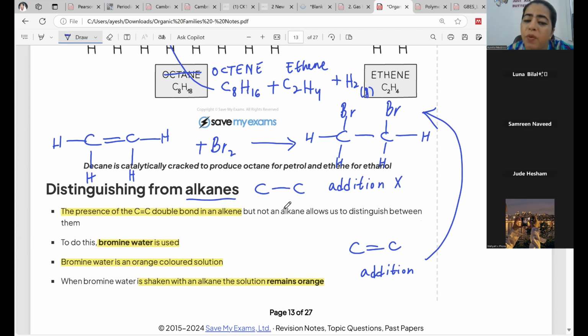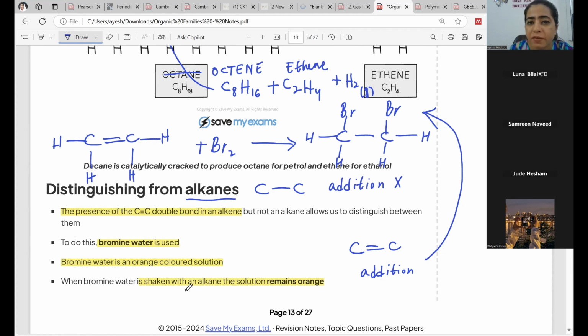It cannot break one of the single bonds and add something on it. So that is the reason single bonds don't have addition reactions. Double bond alkenes have addition reactions. They can break the double bond and add something on both the carbons. It can be bromine, it can be anything else.